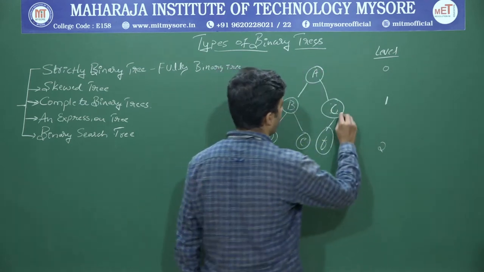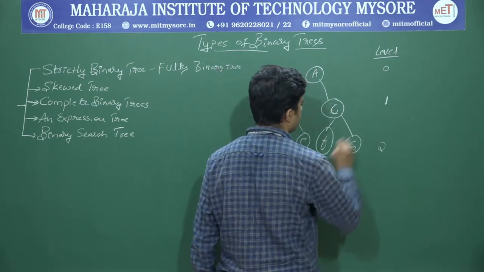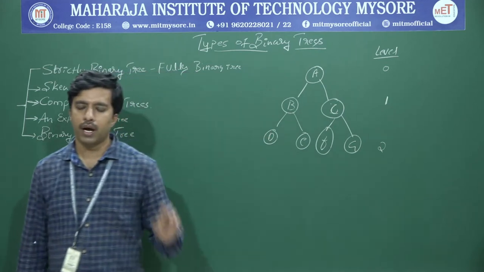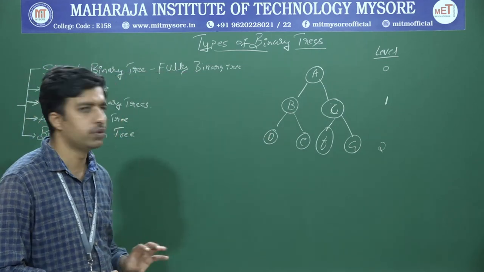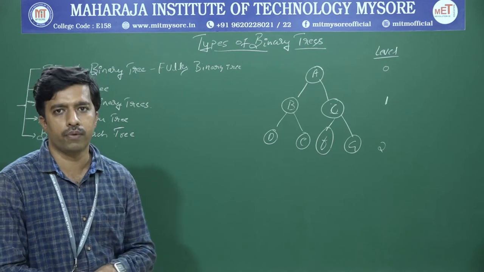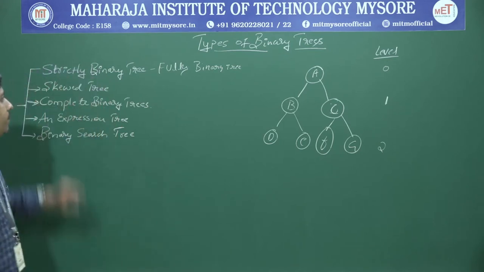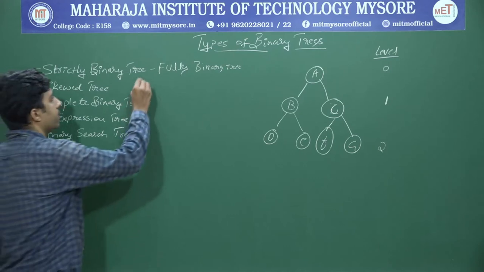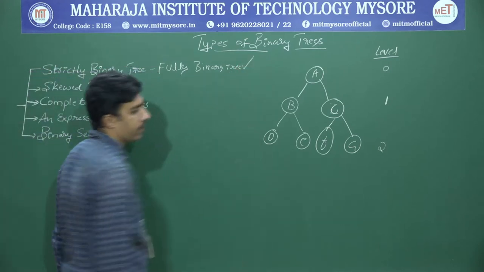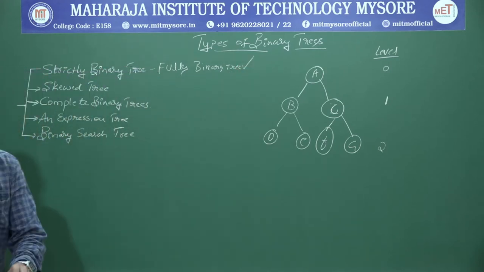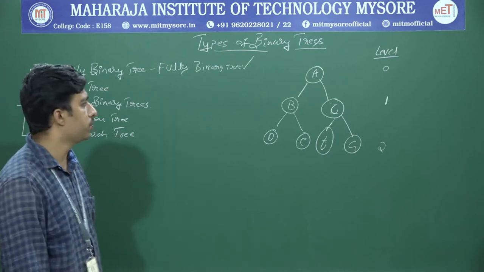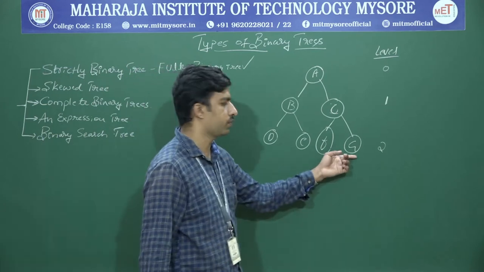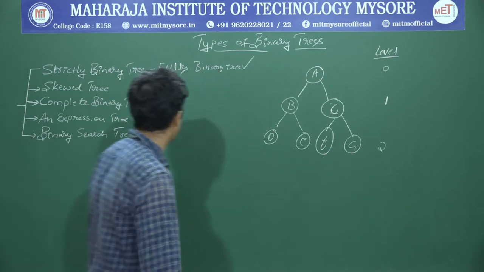When it is a strictly binary tree, now it becomes a strictly binary tree. Simple. Other than the leaf nodes, every node should consist of 0 or 2 children. That is called a strictly binary tree. See, this is the first answer. Other than the leaf nodes, it has 2 children.